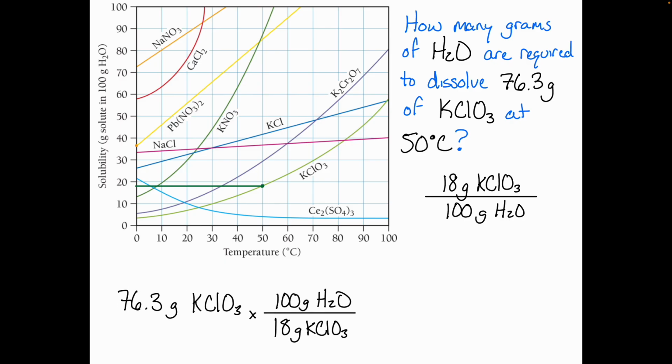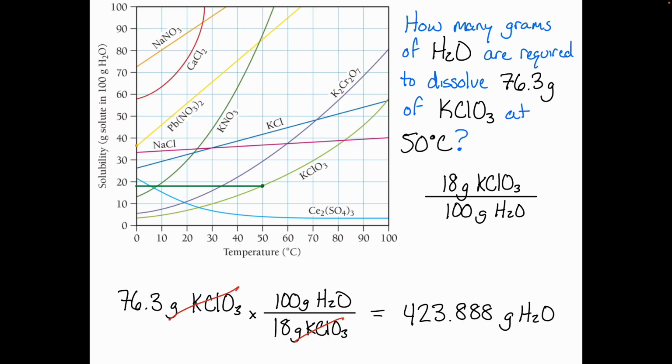Okay, I'm going to punch that into my calculator. I get 423.8888. My units work out nicely. I can see that grams of potassium chlorate cancel out. I'm left with grams of water, which is what I want.